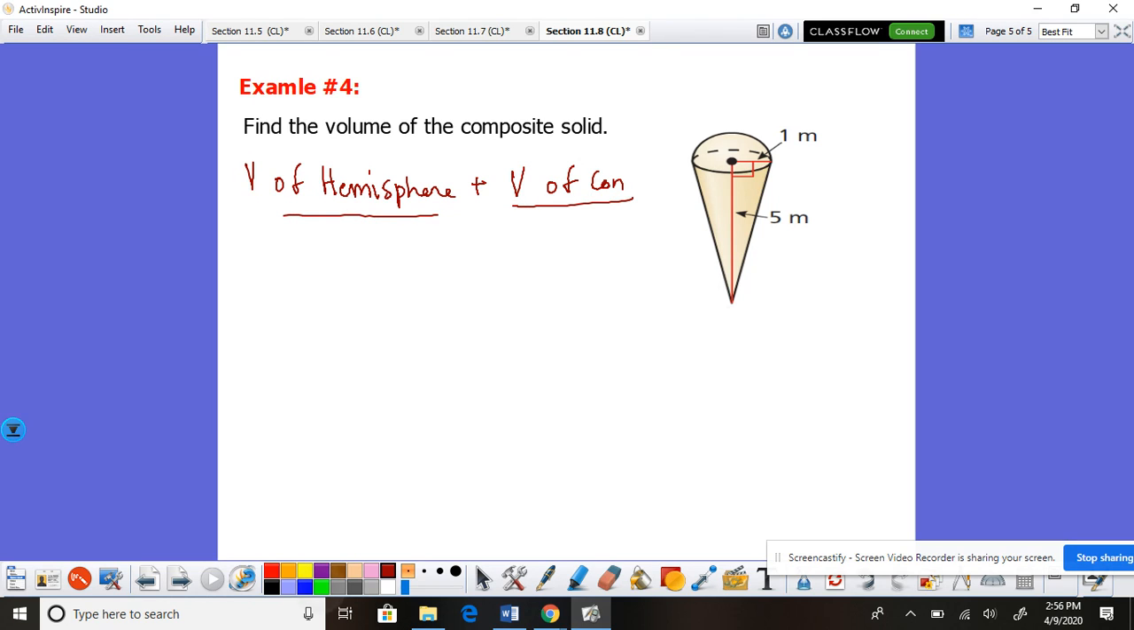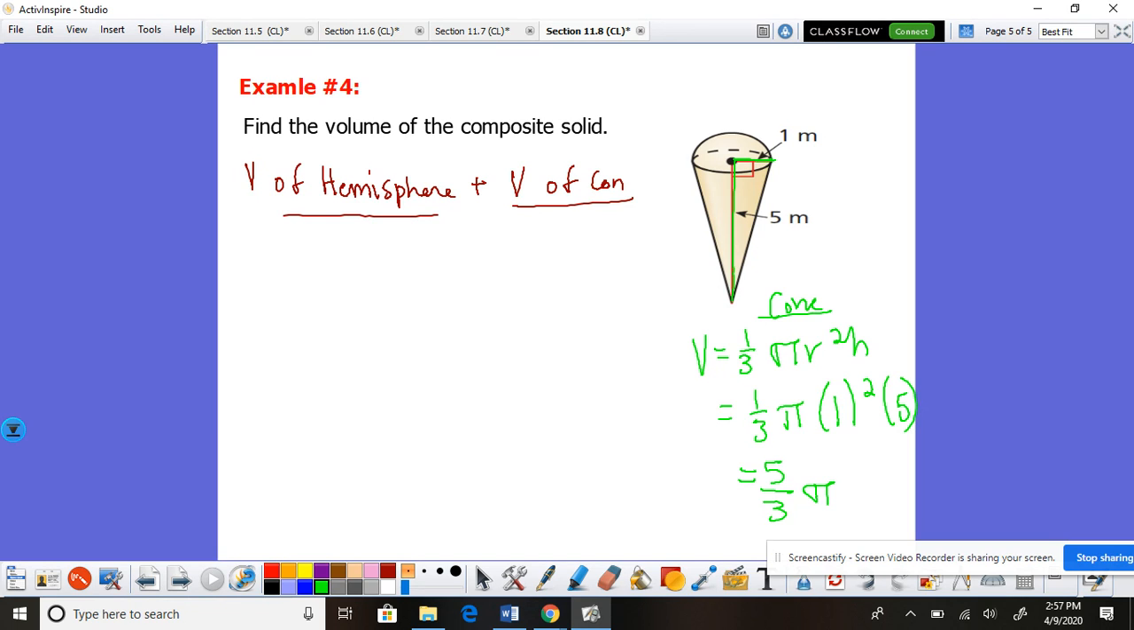I'm going to do this as two separate problems almost, and then at the end put my answers for each of them together. Let's do the volume of a cone first. The volume of a cone is 1/3 pi r squared times h, which is 1/3 times pi. Notice my radius is 1, and the height of my cone is right here, which is 5. If I do this all, I get 5/3 pi. So the volume of my cone is 5/3 pi.